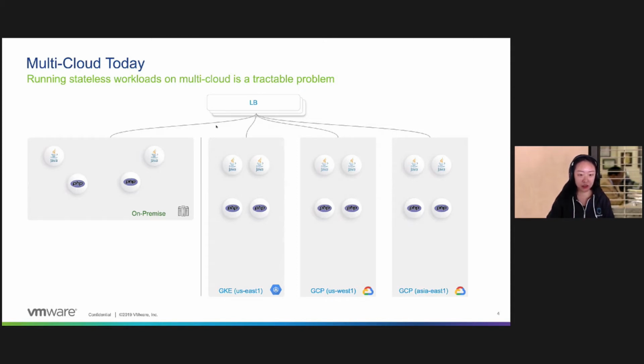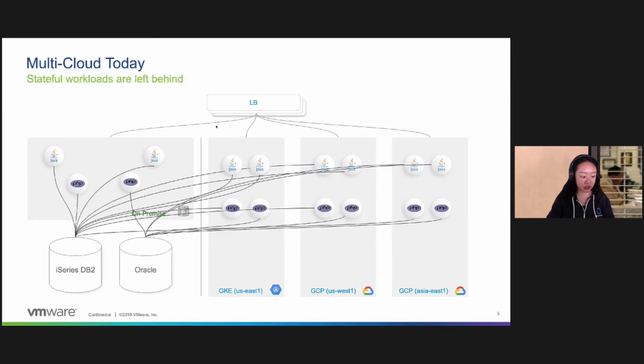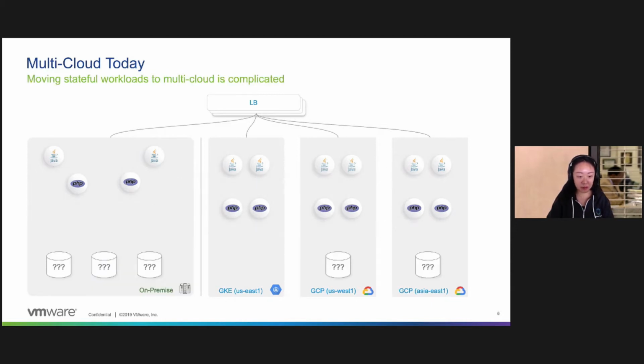But actually, a more accurate representation of what's going on here looks like this. While their stateless applications have become cloud native and microserviced, many of them, if not all of them, still need to connect to a giant enterprise RDBMS like iSeries DB2 or Oracle. And this can have a whole slew of problems and complexities. It is the reason why many companies need to start thinking about modernizing their data architecture into something like multi-cloud.